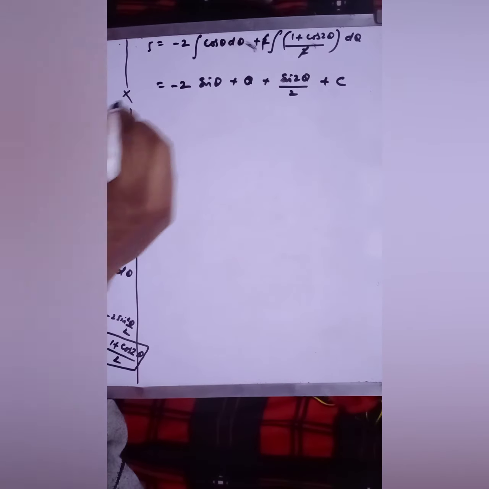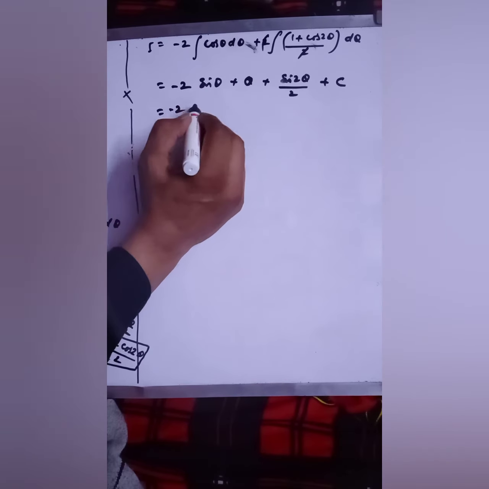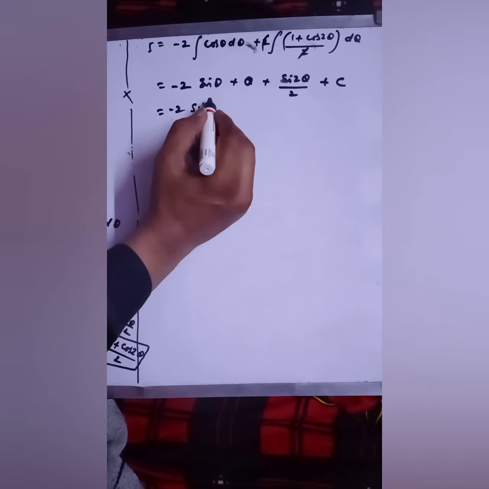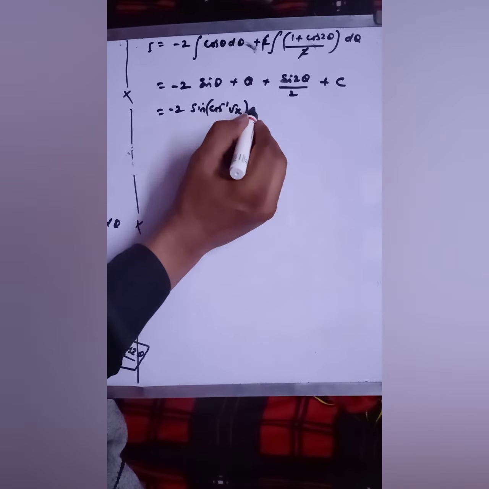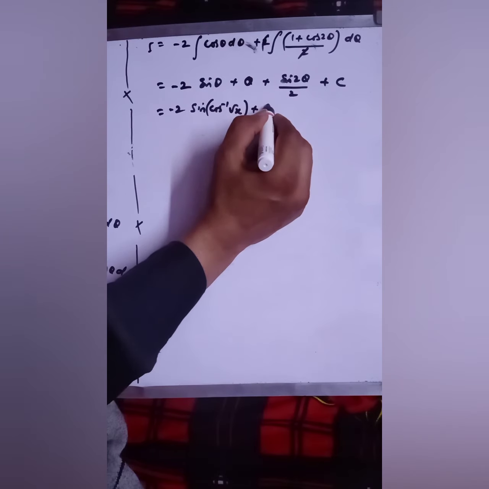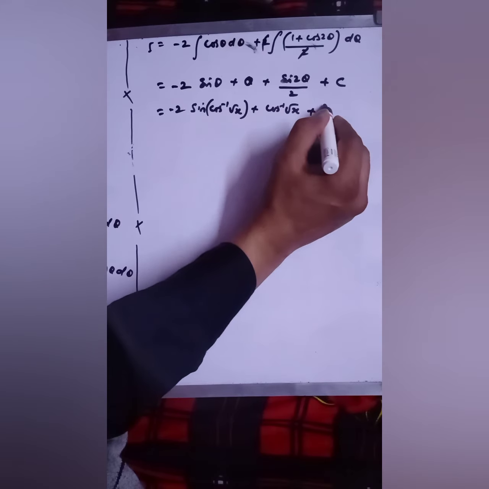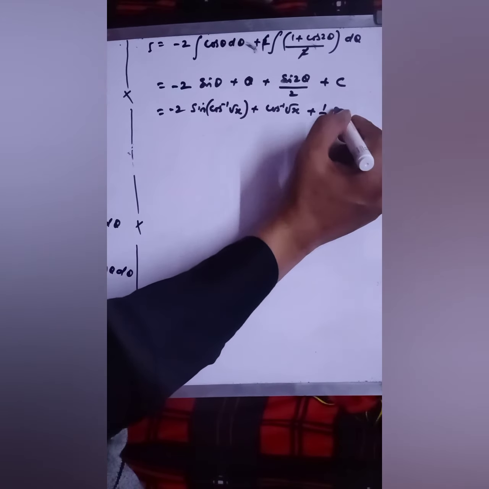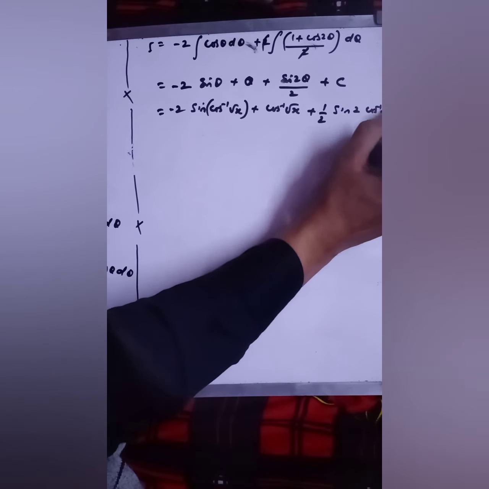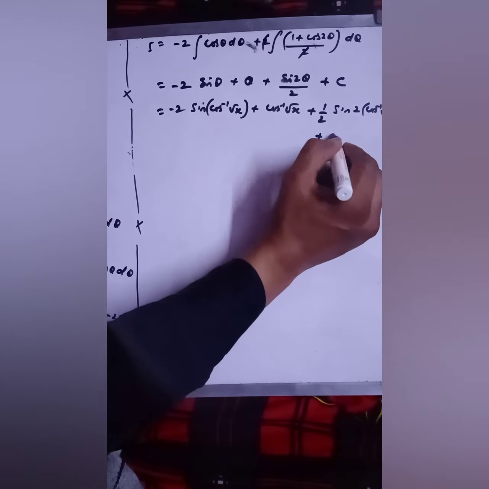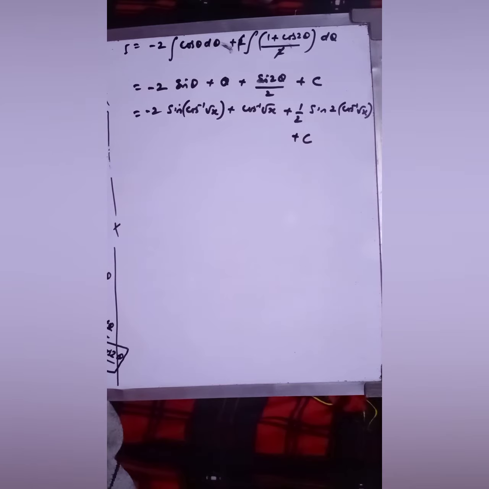Now just replace theta. Theta would be cos inverse root x, so it is sine of cos inverse root x, plus cos inverse root x, plus 1 by 2 sine 2 theta, that is sine of 2 cos inverse root x, and plus c. So this is what you can write.